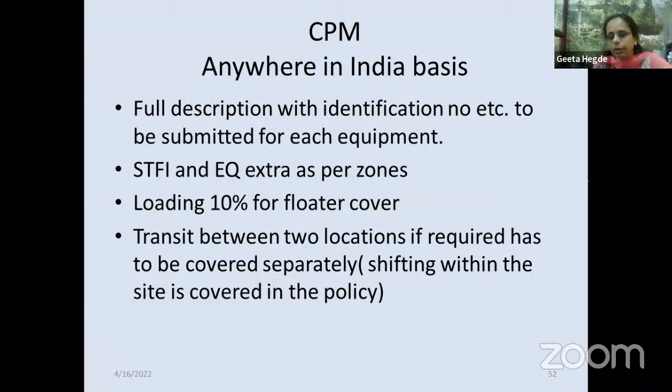But if it is going from one location to an entirely different location, then the premium also has to be charged as per the higher EQ zone applicable, and the floater cover 10% extra. All locations must be given in the policy, and transit between locations will have to be covered under a marine policy.